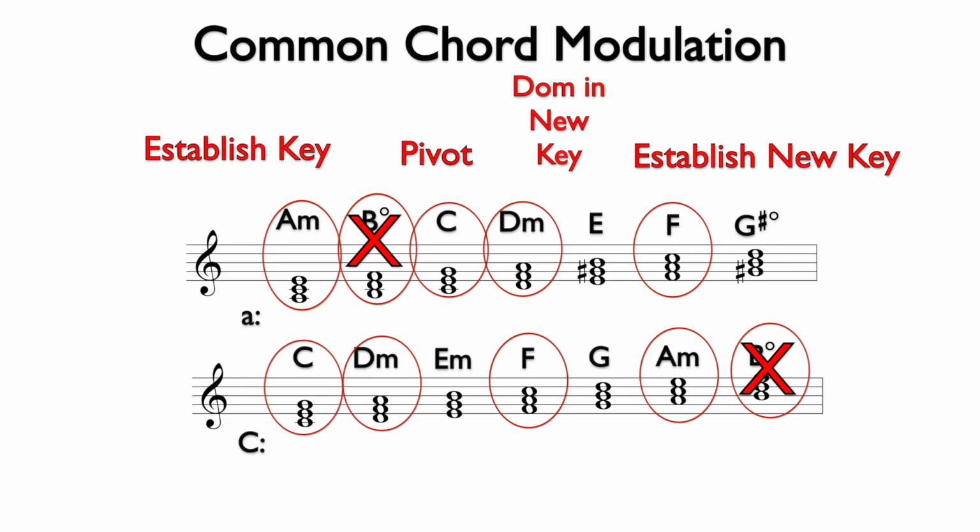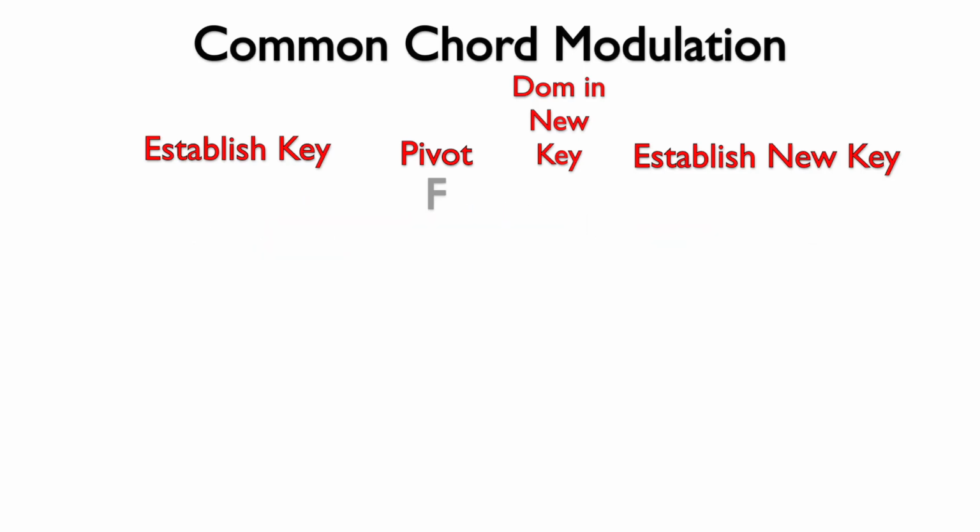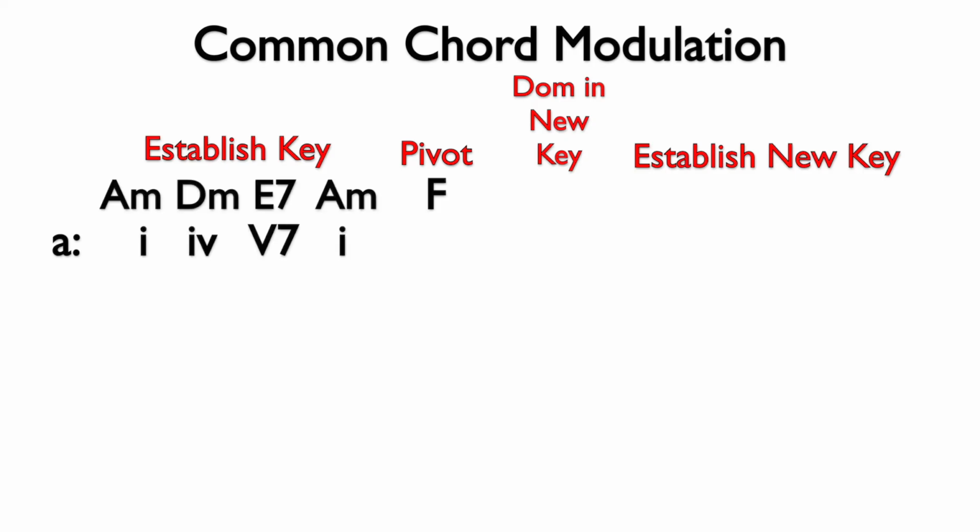A frequently used chord is F. Let's see how this works. First, we establish the key of A minor. Let's use 1, 4, 5, 7, and 1. Next, we have the pivot or common chord. F is the 6th chord in A minor and 4 in the key of C.